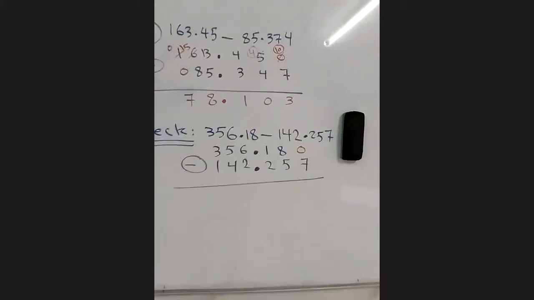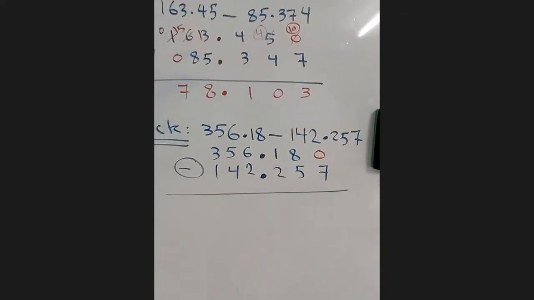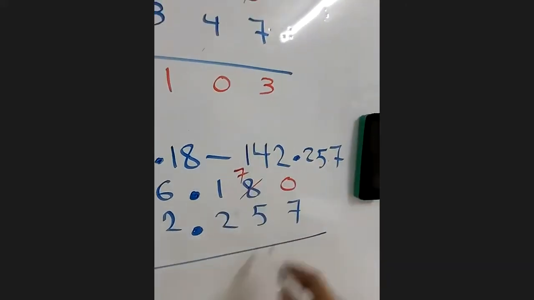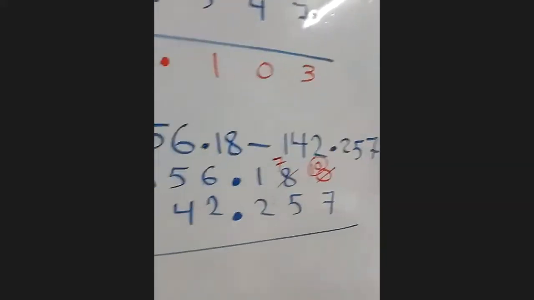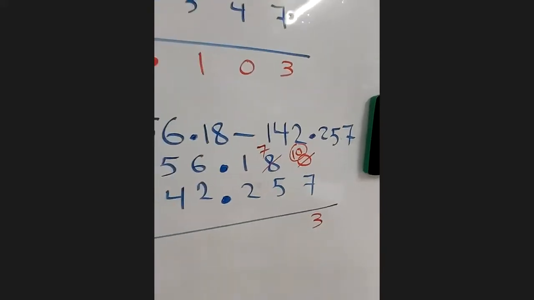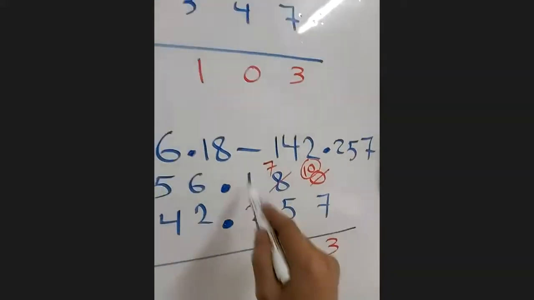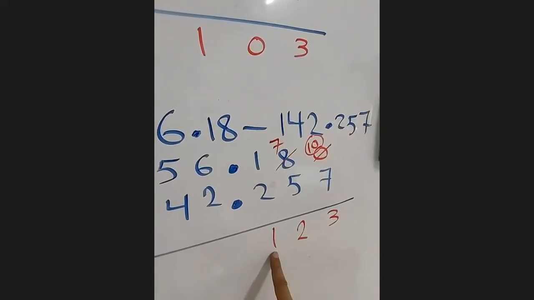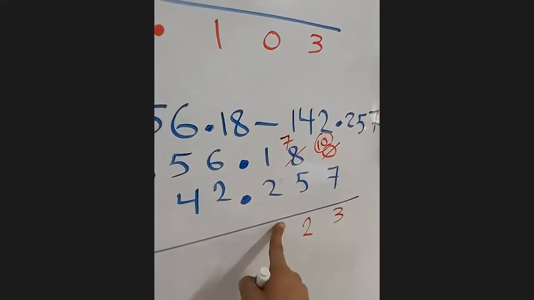Mister, 0 cannot be with 7. Good. This will be 10 and this will be 7. 10 minus 7, 3. 7 minus 5, 2. 1 minus 2, borrow 1 from the 6. No, 1 minus 2. Are you sure? Yeah, mister. Okay, yeah.